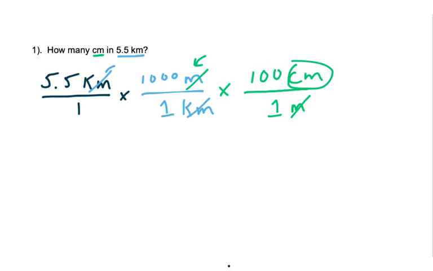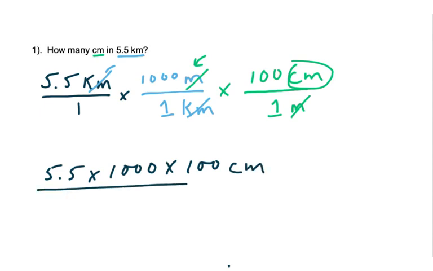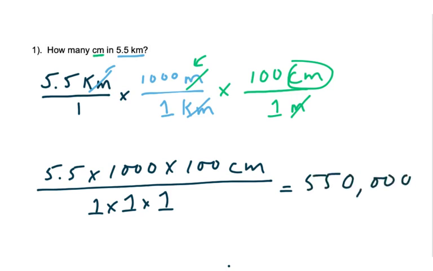So now we are ready to multiply all the numbers in the numerator together. So we have 5.5 times 1,000 times 100 centimeters, divided by, and you're going to multiply all the numbers in the denominator, so 1 times 1 times 1, ends up being 550,000 centimeters. So now let's look at another example.